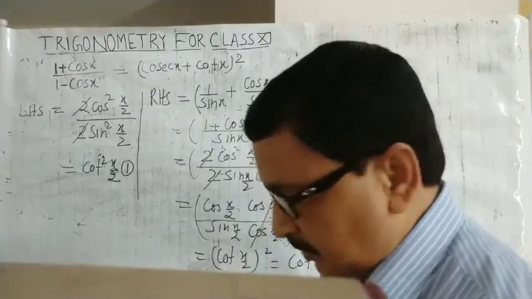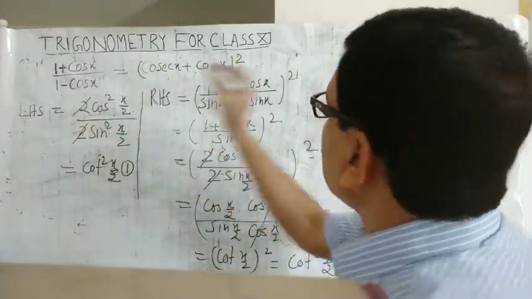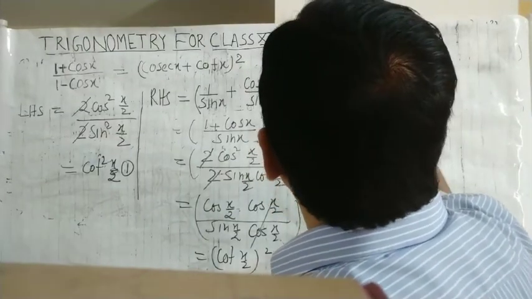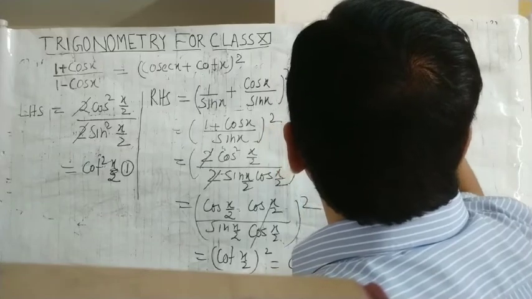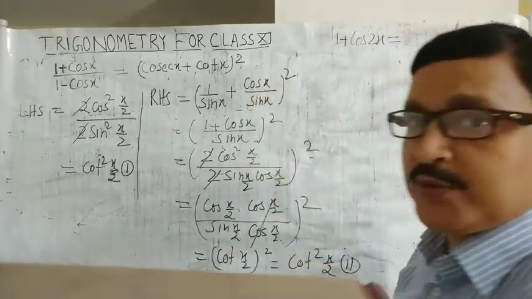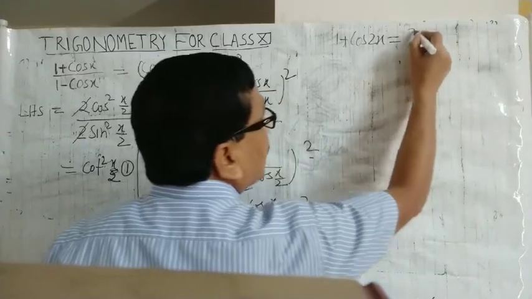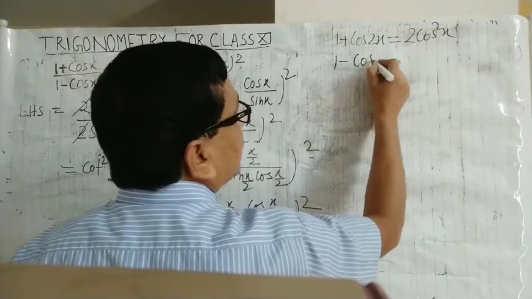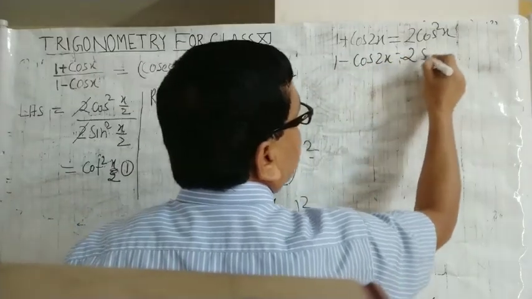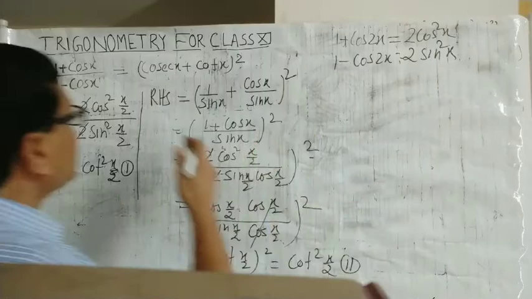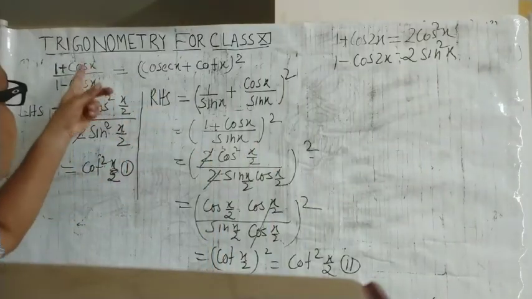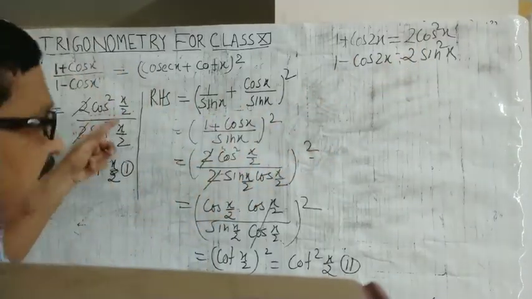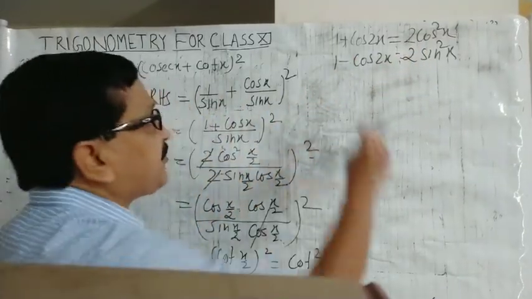One more. Students, you must know this is the original formula. 1 plus cos 2x, earlier we have used this. 1 plus cos 2x is equal to 2 cos square x, and 1 minus cos 2x is 2 sin square x. On the basis of this, I have written the value of this and this. In case of 2x, angle becomes x. In case of x, angle becomes x by 2. So there should not be any problem.